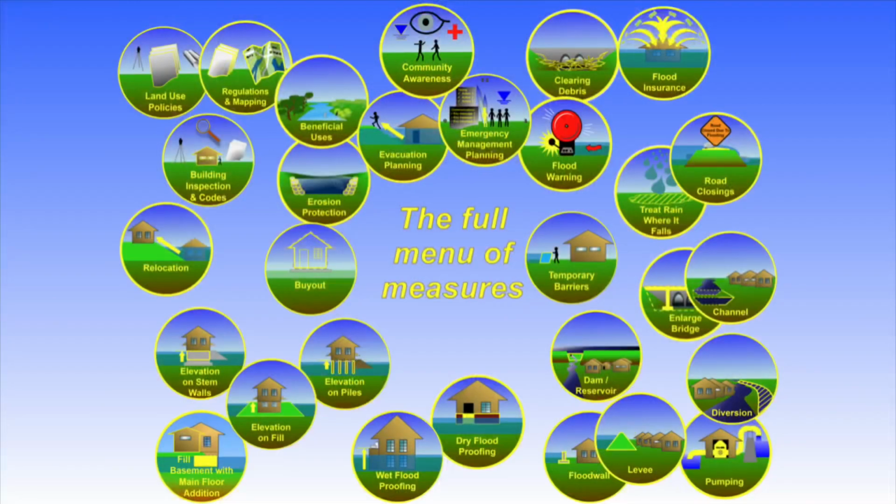And here's another question. What else can be done to stop flood disasters? The answer is that a full menu of measures can help communities solve flood problems. The solutions to flood hazards can be described as features or activities. Features like dams, levees, and channels appear at the bottom right of this figure I'm showing.